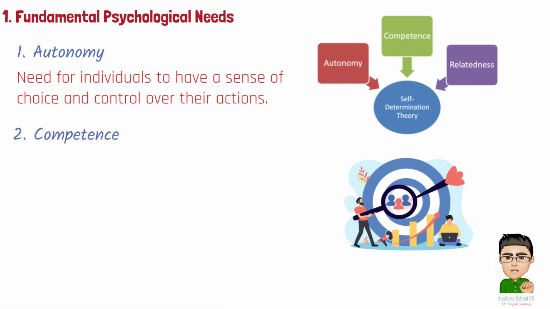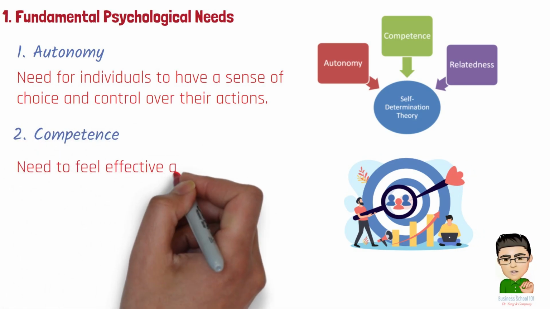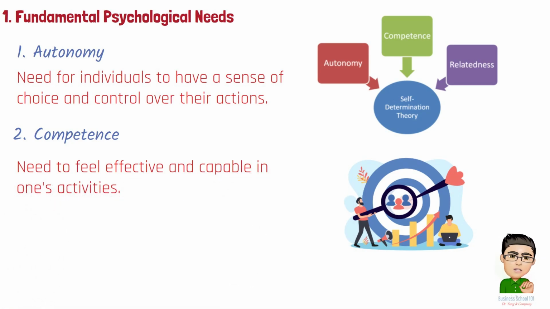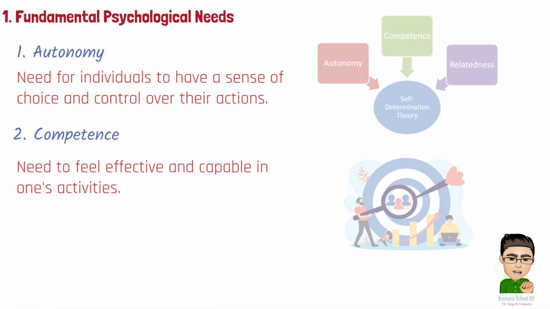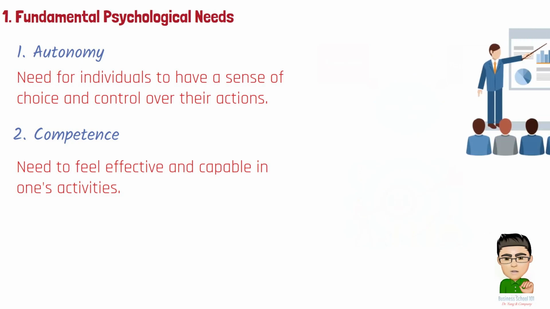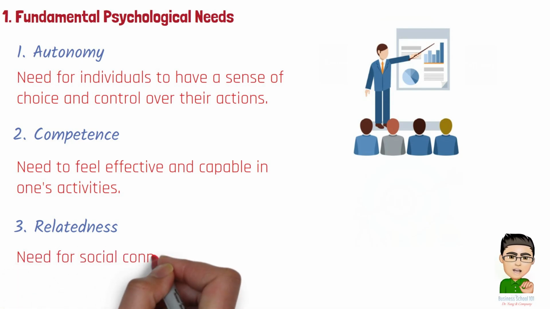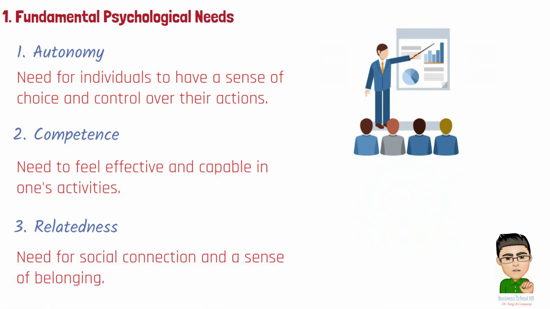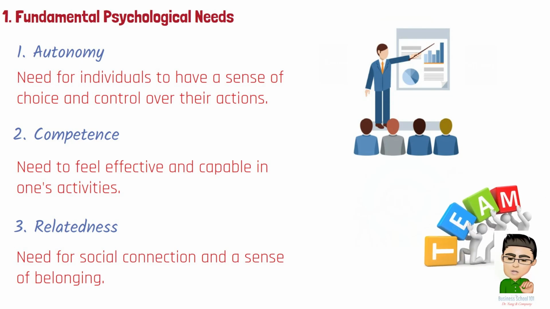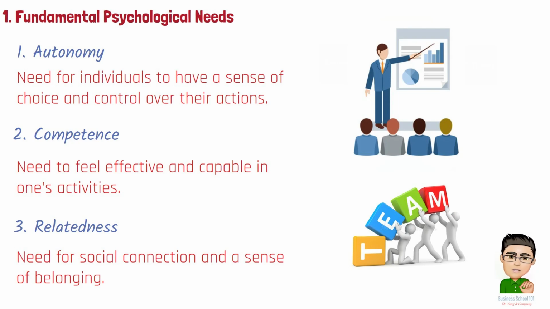Second, competence. Competence is the need to feel effective and capable in one's activities. In a business setting, this means providing employees with opportunities for skill development, training, and growth. When employees feel competent, they are more likely to be motivated and productive. Third, relatedness. Relatedness involves the need for social connection and a sense of belonging. In a business context, this means fostering positive relationships among employees, promoting teamwork, and creating a supportive work environment. When employees feel a sense of relatedness, they are more likely to be satisfied and motivated.